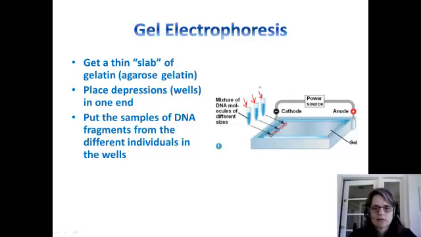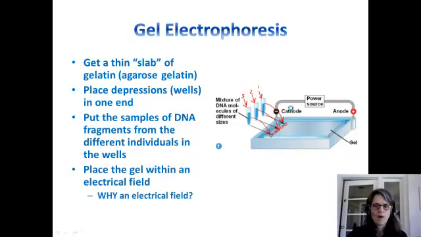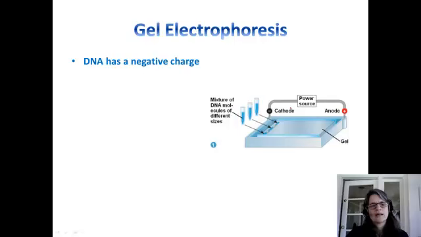these vials. Maybe this is individual 1, individual 2, and individual 3, and you want to look at those. You just dump the DNA into those little depressions at the end, and then you put the whole thing, so I'm going to put my DNA into here, and into here, and then you put the whole gel into an electrical field. Okay? Why?